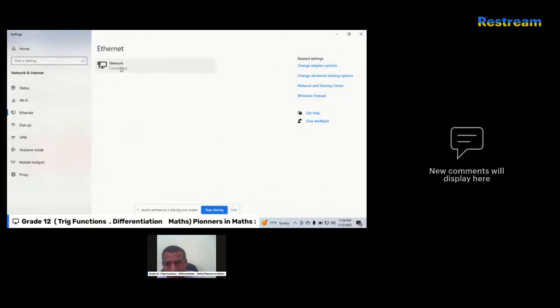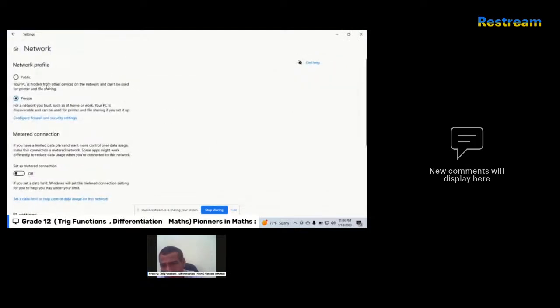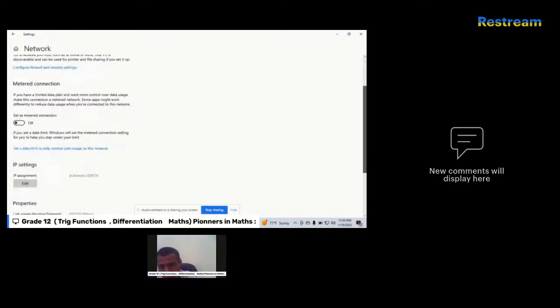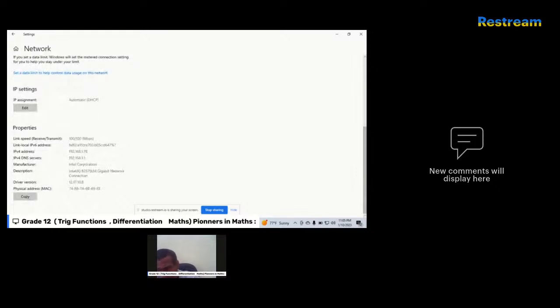Okay, the network. Share my network. Connected. Okay, private, public. That's a file. Set as method. Okay, now I will connect. Scan. So private. Okay, set as method connection. Copy password.